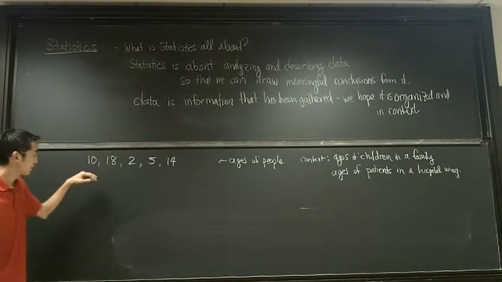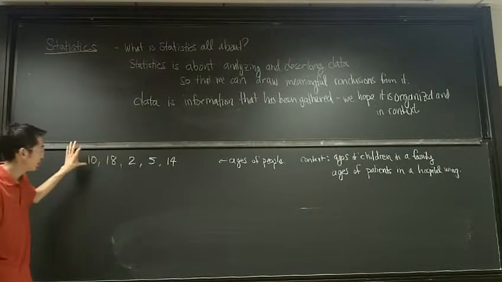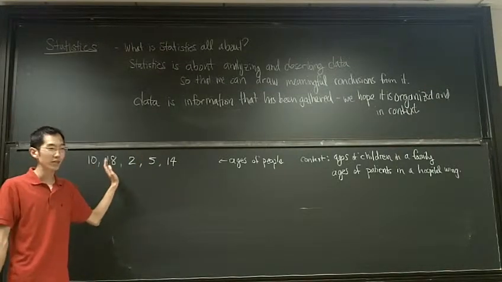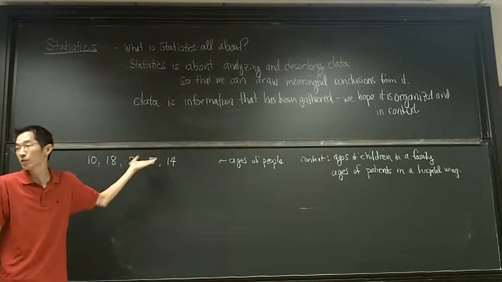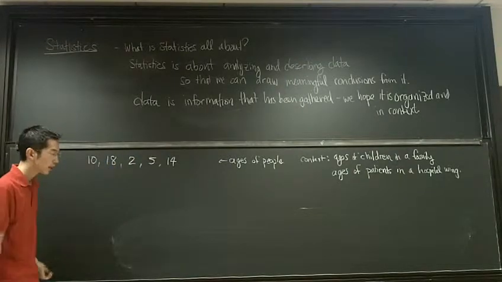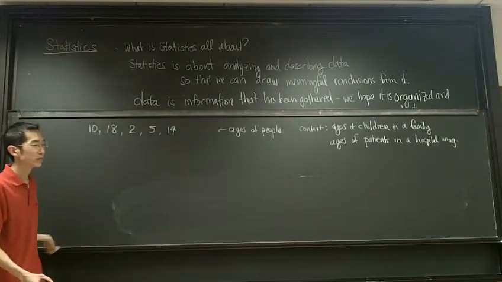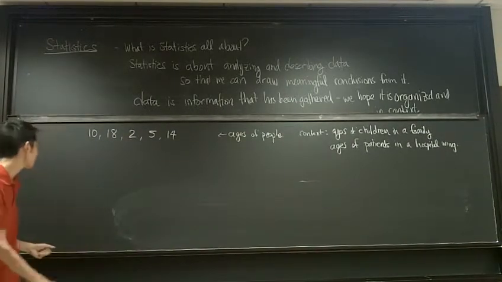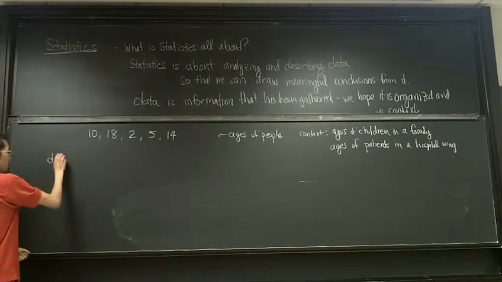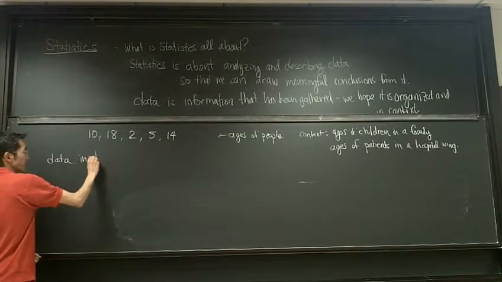Sometimes you'll see data collected as a list of numbers, just like this. A lot of times we will see data in the form of tables. So sometimes we have data in tables.